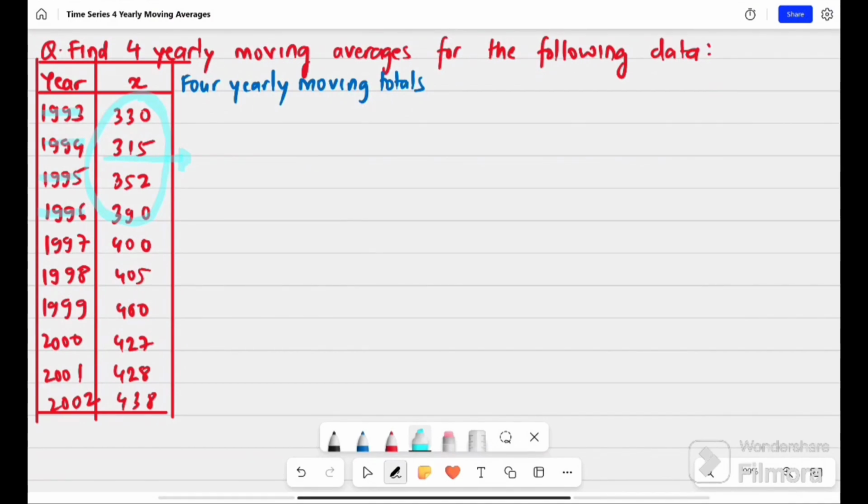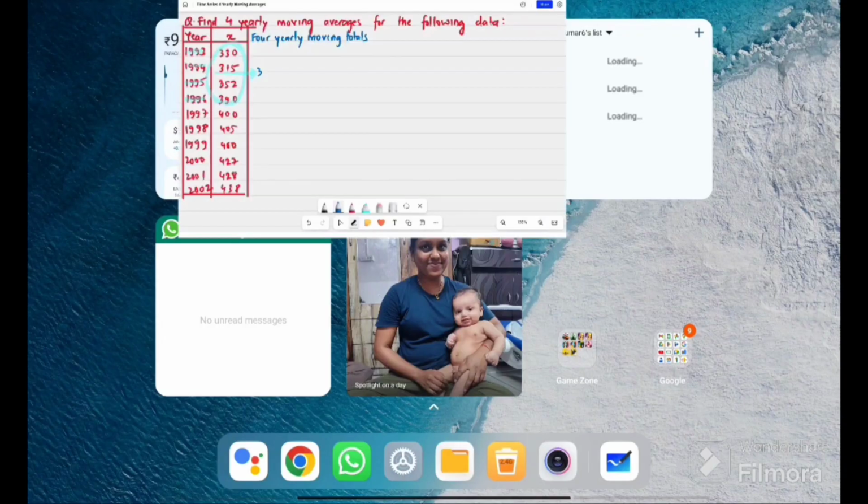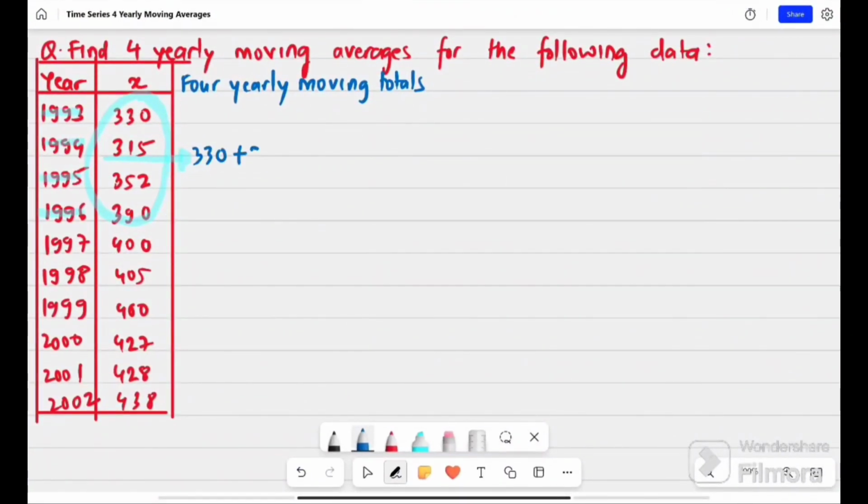So what we have to do is write down the value in the middle of 94 and 95. So on the calci, we are going to enter 330 plus 315 plus 352 plus 390. This is equal to 1387, followed by the sum of next 4 years.